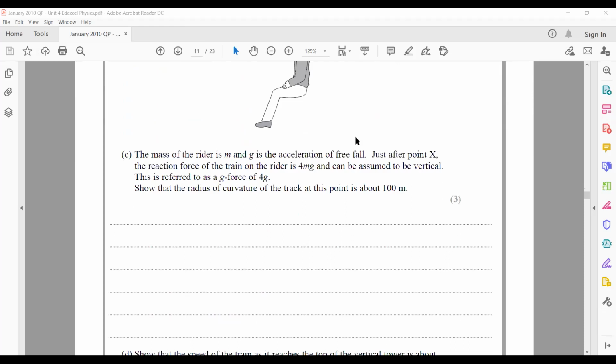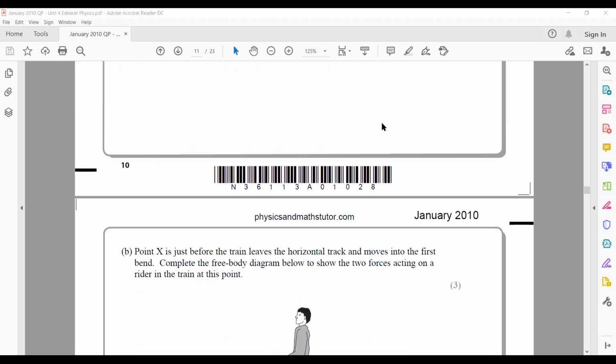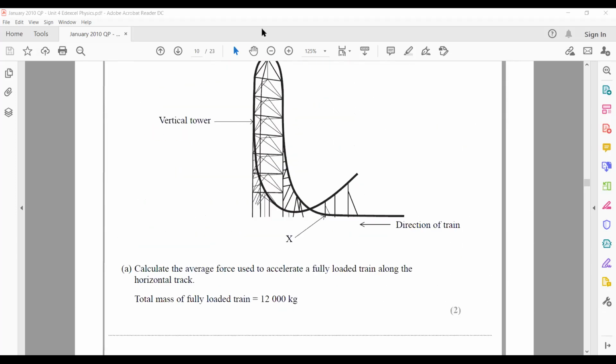The mass of the rider is m and the acceleration due to gravity is g. At point X, the reaction force of the train on the rider is 4 mg. This is referred to as a g force. Show that the radius of the track is about 100 meters. To move in a circular path, what is the concept? Whenever an object moves in a circular path, there should be a force acting towards the center. So in this case, if there was a passenger inside, the reaction force on the passenger will be more and the weight of the passenger is small. The reaction force is 4 mg and the weight is equal to mg.